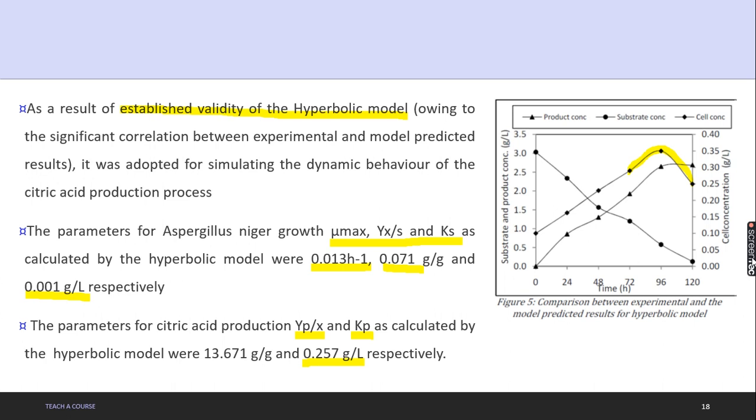Next class we will be discussing anaerobic digestion using insoluble substrate for methane production. We will be discussing that in the next class.